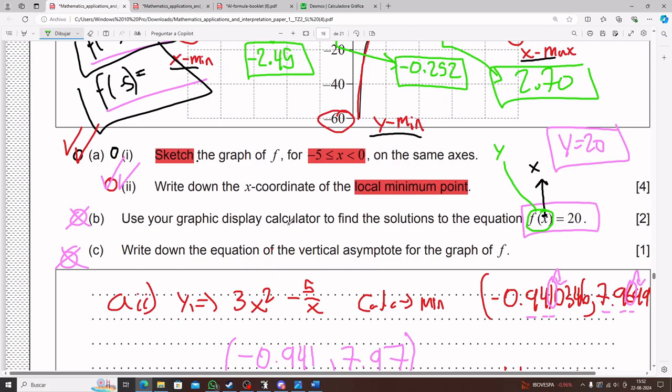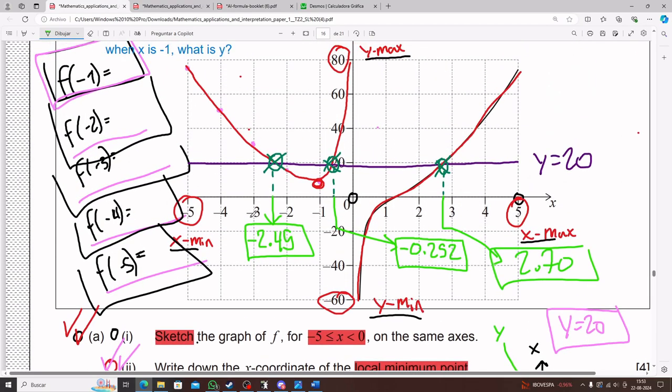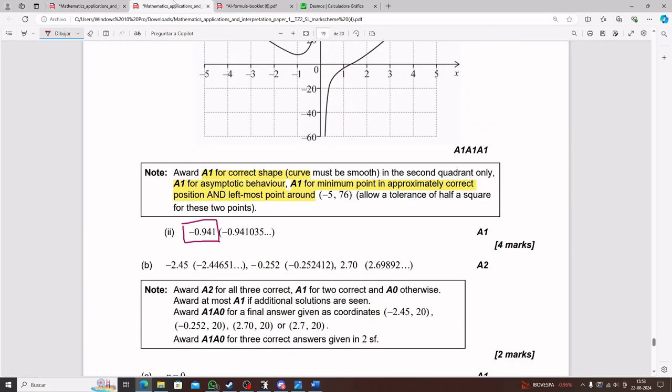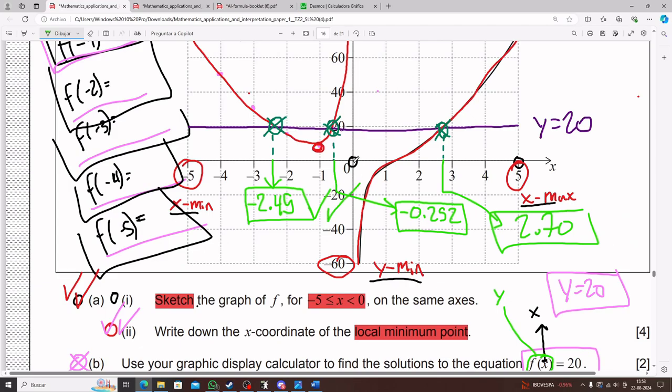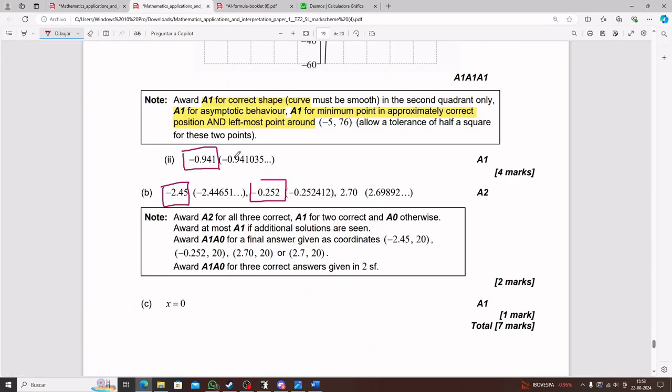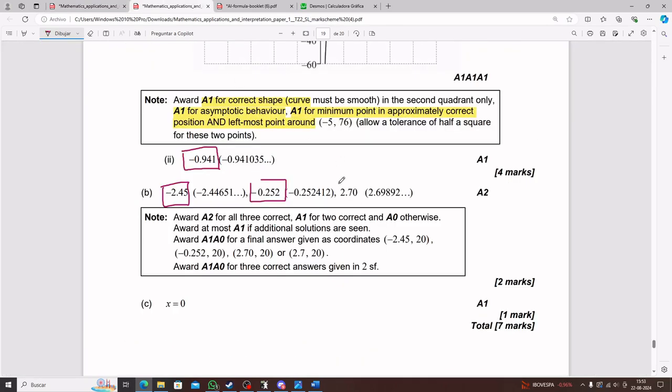So using the graphing display calculator, finding the solutions, it's 3 solutions because it touches 3 times. Using calc intersect, you found all 3. You go over here, and there they are. Negative 2.45, negative 2.52, and last but not least, 2.70.